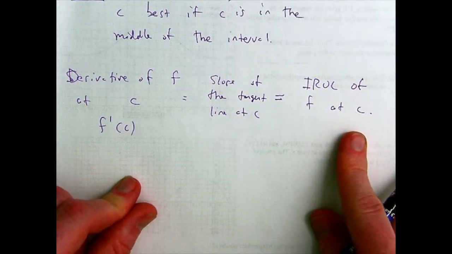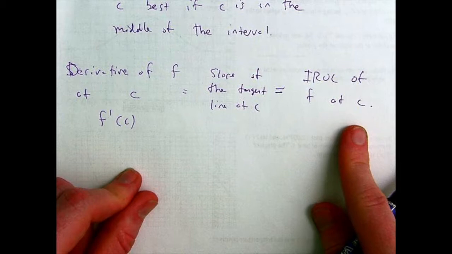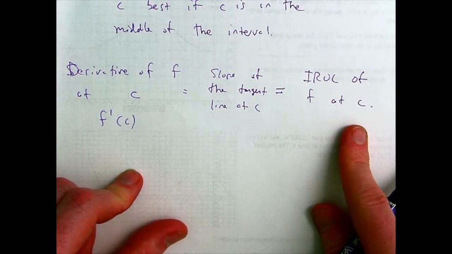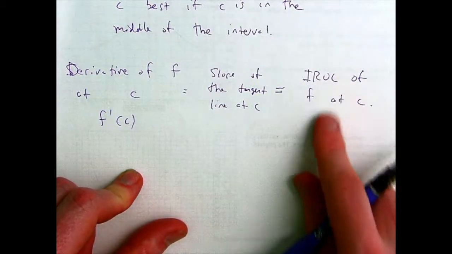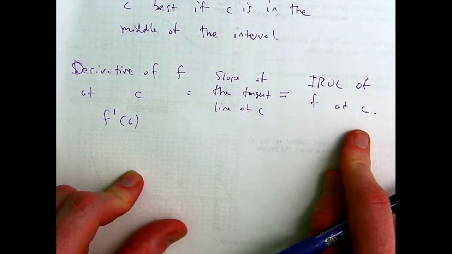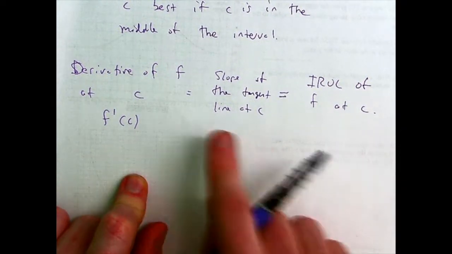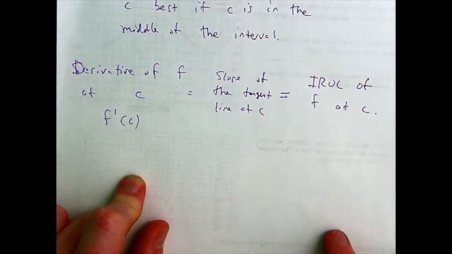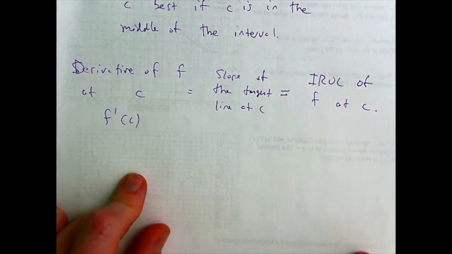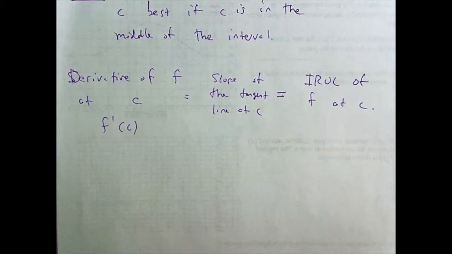And what I've shown you just now is that the average rate of change over an interval approximates the instantaneous rate of change at c. In other words, the average rate of change over an interval approximates the slope of the tangent line, or if you like, the derivative. Those all mean the same thing. And of course, the smaller the interval, the better the approximation. And it's best if c is right in the smack dab middle of the interval.